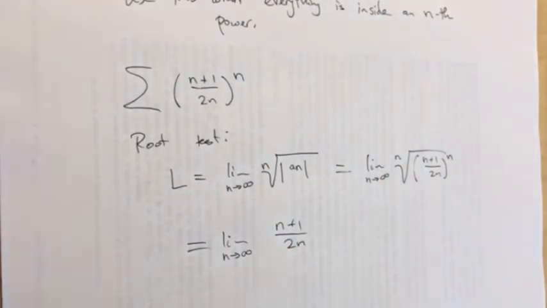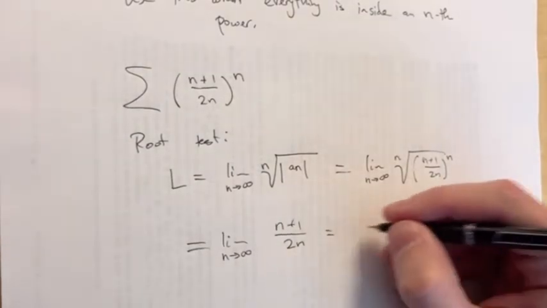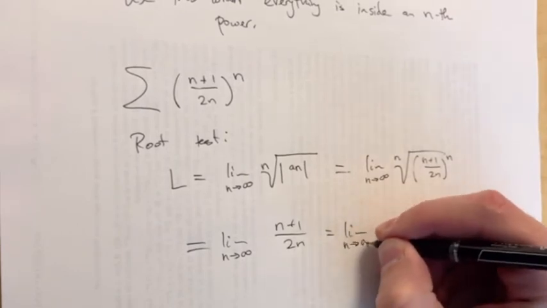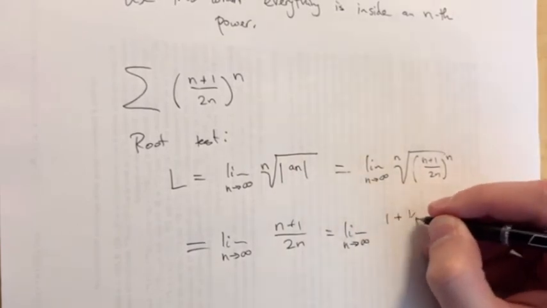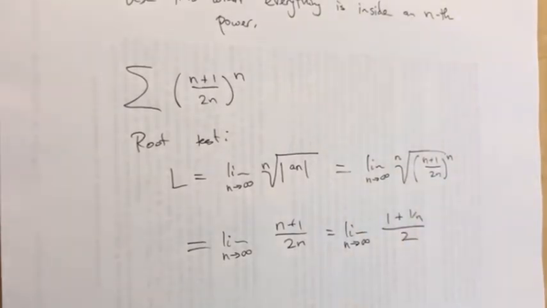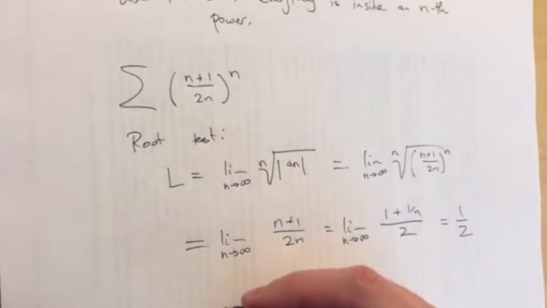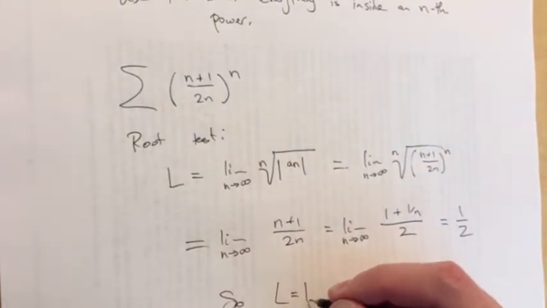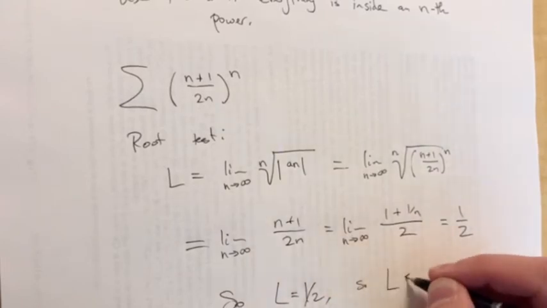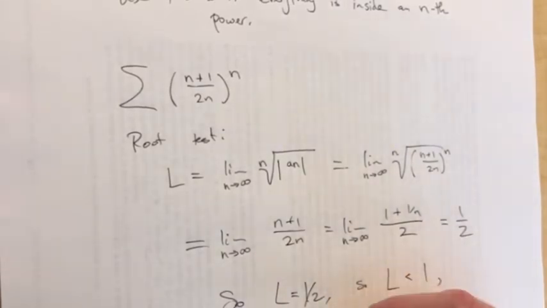And now this is an easy limit to do. You don't have any nonsense about exponents, so we just divide everything through by n like we always do. It looks like 1 plus 1 over n, divided by 2, right? I divide through the whole fraction on top and bottom by n. And then I take the limit. That little 1 over n becomes 0, and what's left is 1/2. So L equals 1/2. So L is less than 1, so it converges.